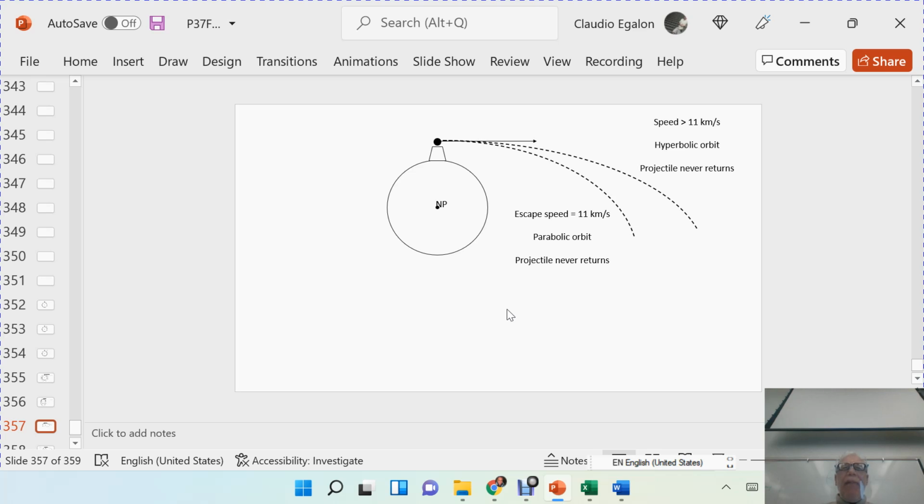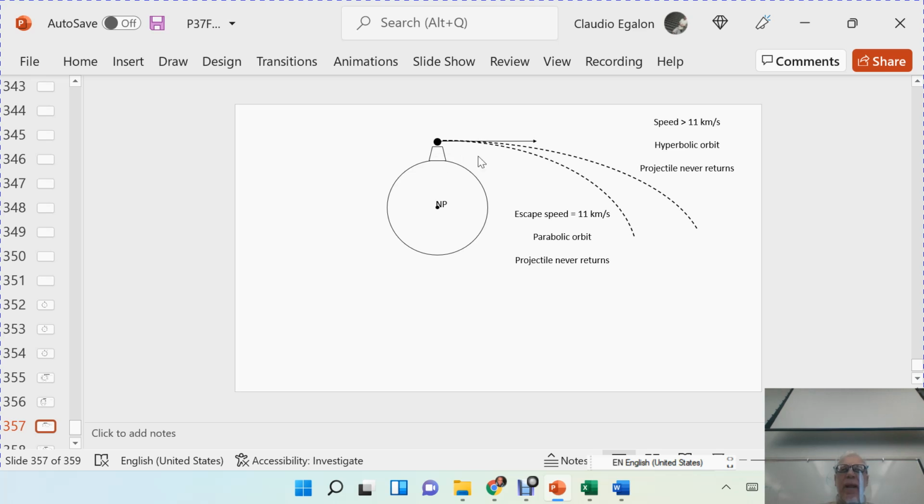And then, if you go even further, something else happens. You no longer have an elliptical orbit. You no longer have a closed orbit. The particle doesn't go back to its initial point.